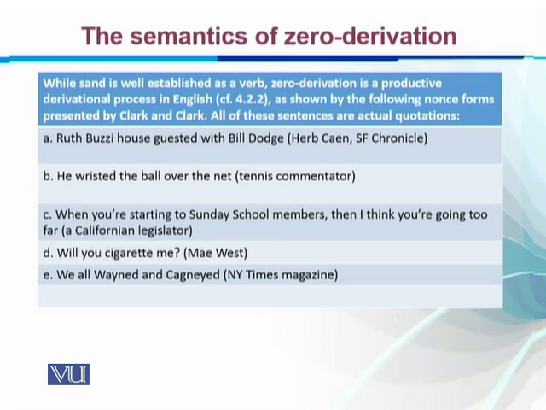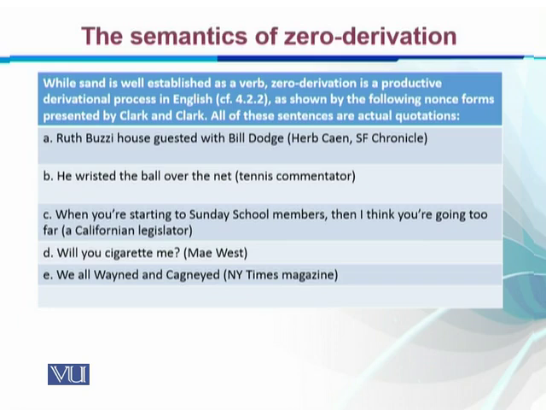So we can look at the words: Ruth Buzzy House guested with Bill Dodge. So it was used in the SF Chronicle. He wristed the ball over the net, said a tennis commentator. So here the word wrist is used as a verb. When are you starting to Sunday school? So the verb Sunday is used in a very peculiar grammatical category, that is verb.